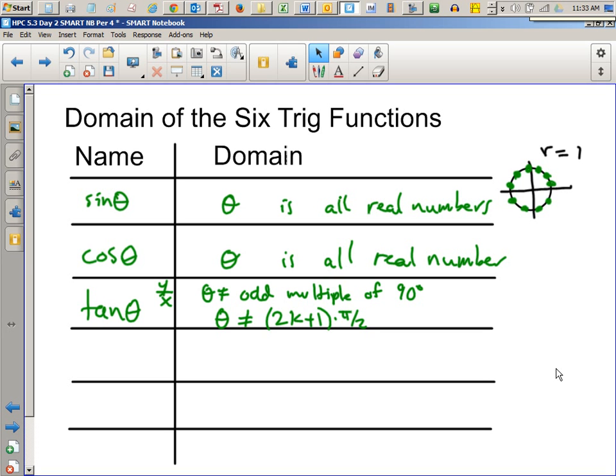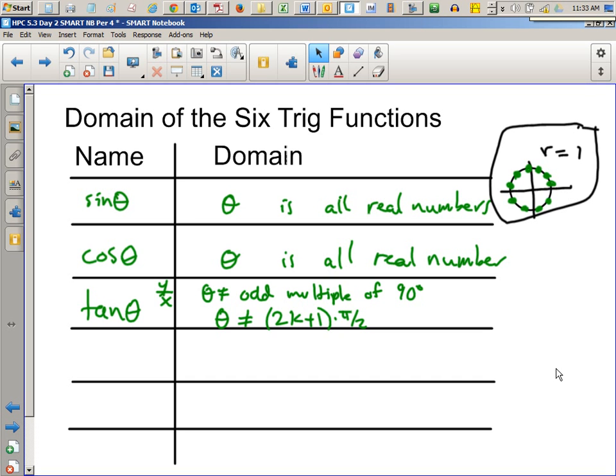The same thing happens with cosine. Okay, you can look at this picture again. Cosine is going to accept any real number because for every one of these points, that's another way of saying for every angle, there's always an x-coordinate. All those points have x-coordinates, so they all have a cosine. All right, let's go to tangent.